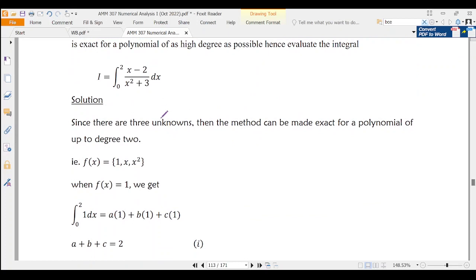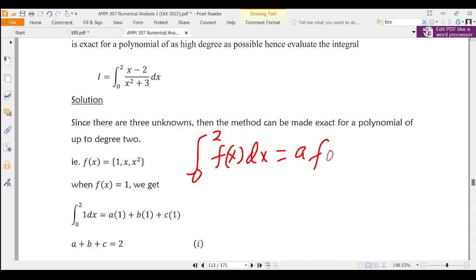So the method has 3 unknowns, and therefore it can be made exact for a polynomial of up to degree 2. And therefore f of x can take the values 1, x, or x squared. So then we consider the case when f of x is 1. And when f of x is 1, we substitute. Remember, the method was the integral from 0 to 2 of f of x dx is equal to a times f of 0.5 plus b times f of 1 plus c times f of 1.5.